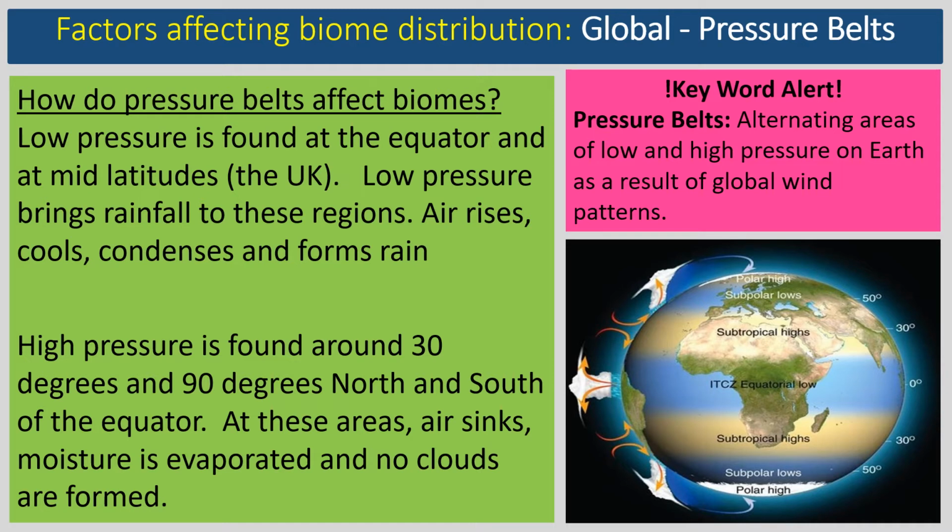Here it says, how do pressure belts affect biomes? So in the green box it reads, low pressure is found at the equator and at mid-latitudes, such as the United Kingdom. Low pressure brings rainfall to these regions, air rises, cools, condenses and forms rain. High pressure is found around 30 degrees and 90 degrees north and south of the equator. At these areas, air sinks, moisture is evaporated and no clouds are formed. We have spoken at length about this last lesson, so I'm hoping that you're now understanding how pressure belts affect biome distribution, with high pressure and low pressure creating the perfect conditions for specific biomes.